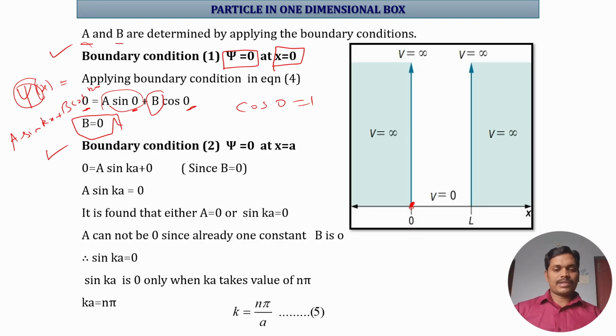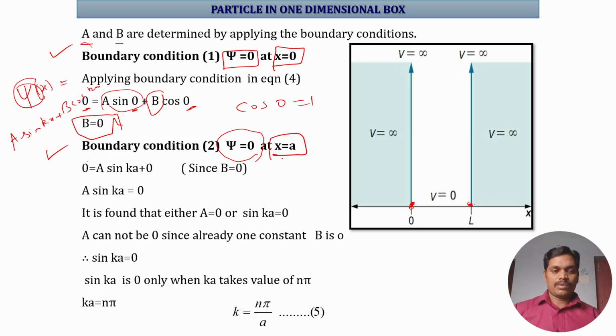Applying the second boundary condition, x is equal to a. So x is equal to a means the particle reached the other side here. Again, when it has reached the other side, obviously it will have a particle nature. It does not have wave nature, but in between, when it undergoes motion, definitely it acquires a wave nature. There will be some psi value. So we are applying two extreme conditions here. So x is equal to a here. So psi equal to 0.